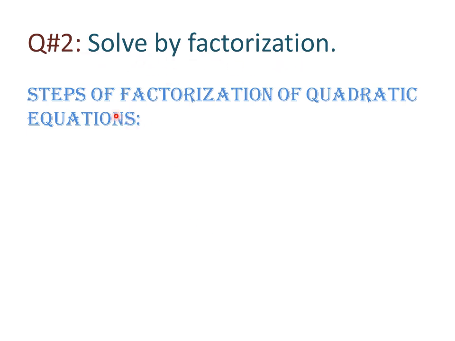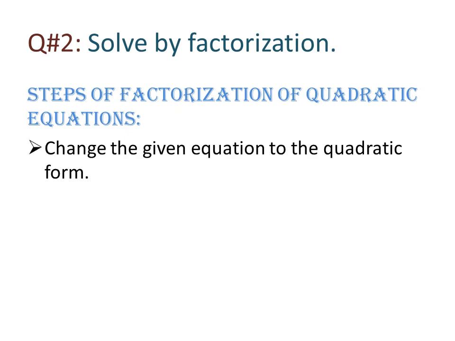First of all, we have to know the steps of factorization of a quadratic equation. The first step is always to change the given equation to the quadratic form. In the questions, you will see that there are a lot of equations which are not in the quadratic form, so first we have to change them into the quadratic form. And what is that form? ax squared plus bx plus c.